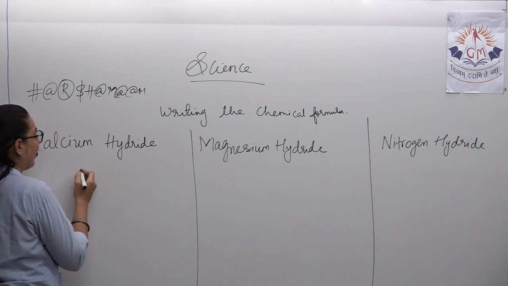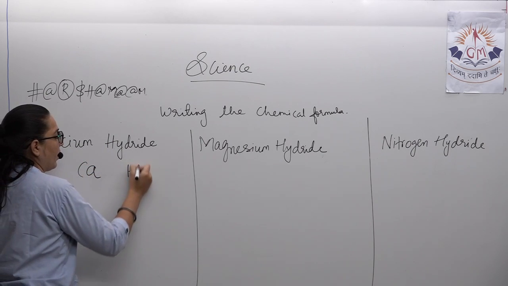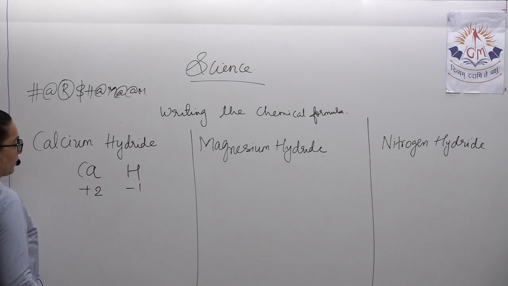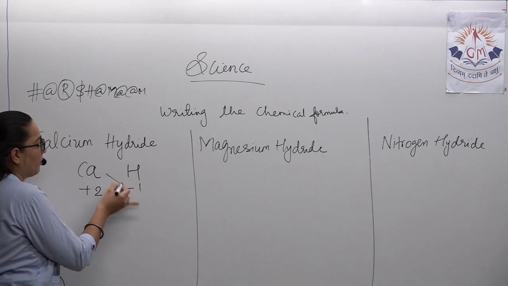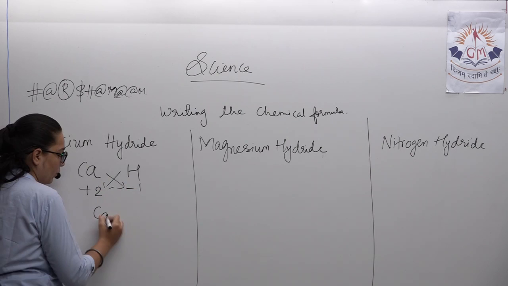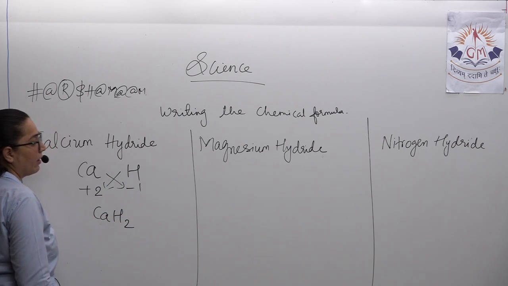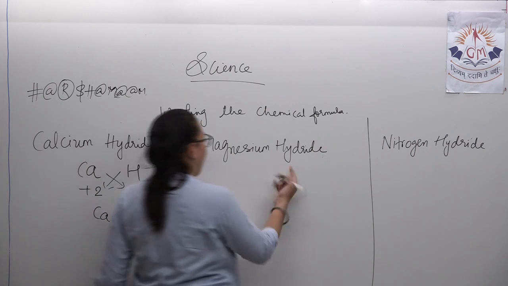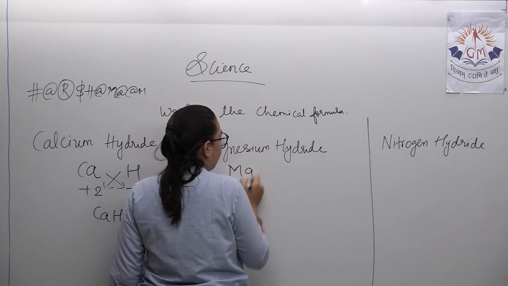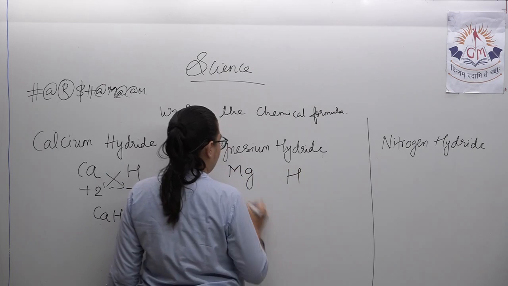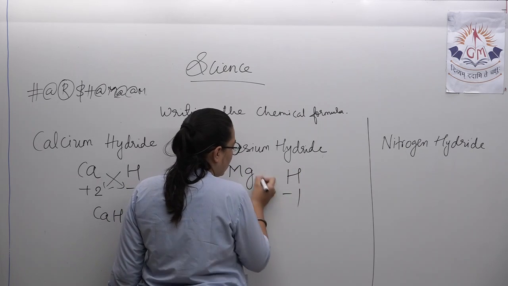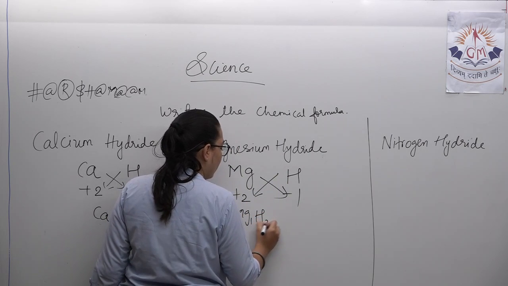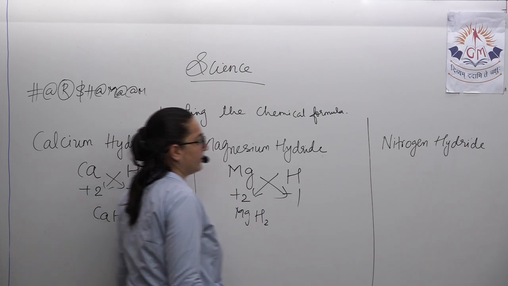Calcium hydride: calcium Ca, hydride hydrogen. Calcium valency plus 2, hydride minus 1. So what will be the compound? CaH2. Okay, now I'm going to be bit quick. Magnesium hydride: magnesium Mg, hydride H, plus 2, minus 1, Mg1 H2. One we generally don't write.